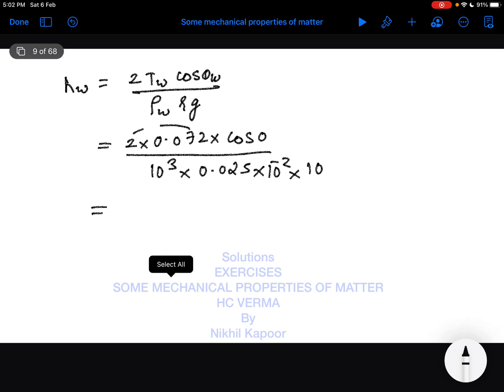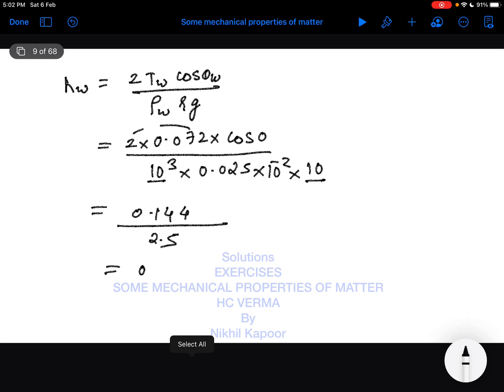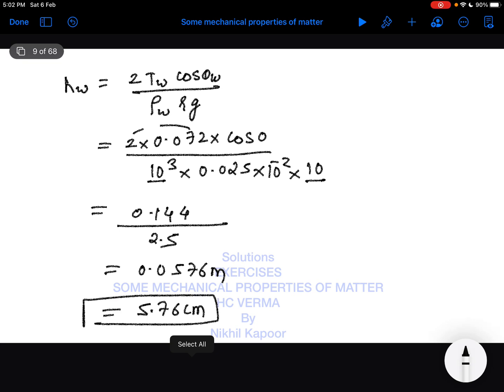Now on multiplying, 2 into 7.2 would be 14.4, so 0.144, and cos 0 would be 1. Divided by, if you multiply the denominator, this is 10 raised to 3, this is 10 to the power 4 minus 2, so that would be 100, and that comes out to be 2.5. Now 0.144 divided by 2.5, what would be the answer? If you do that, you will get 0.0576 in meter. So the rise in centimeter would be 5.76 centimeter. The water will rise 5.76 centimeter in the same tube.